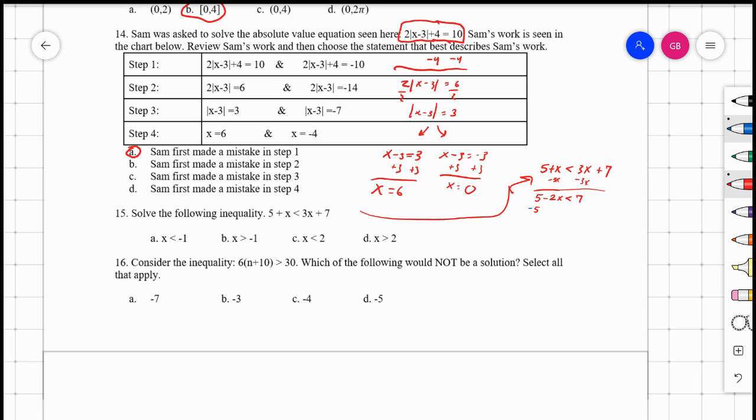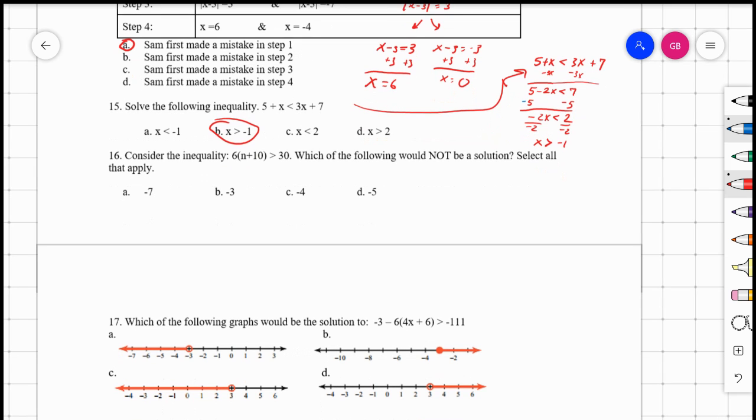And then I'm going to subtract 5 from both sides. And then I'm dividing by -2. And remember, when you divide by a negative number, you switch the inequality. So x is greater than -1. So please remember, when you divide by a negative number, you switch the inequality.